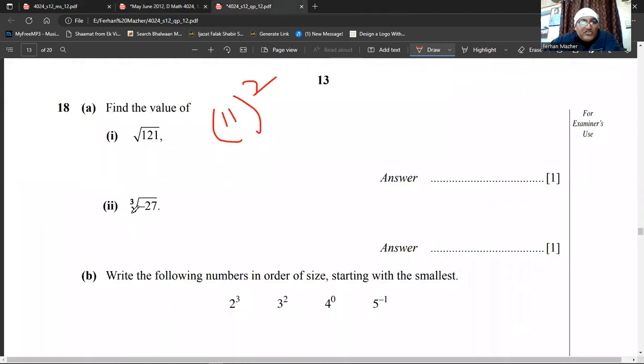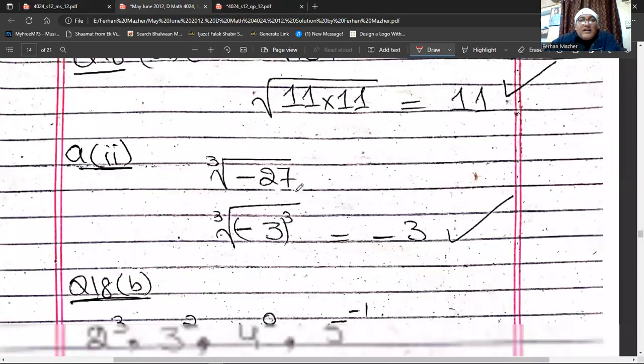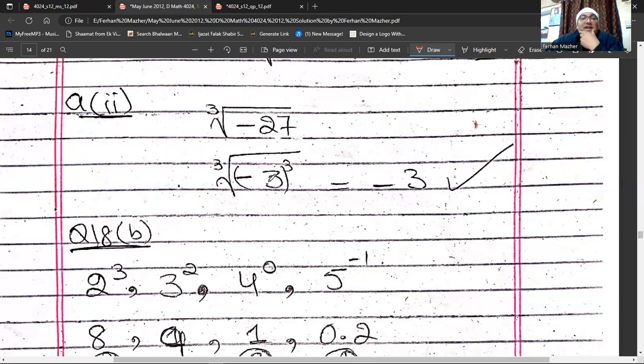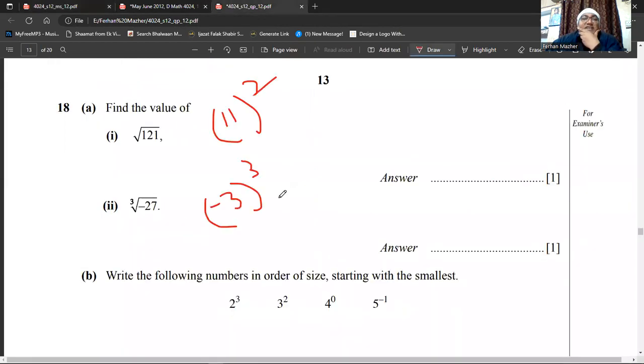Okay, the next question is the third root of minus 27. You see, minus 27 is minus 3 cubed. So if you take its third root, it will be very easy. The third root of minus 27 is the third root of minus 3 whole cube. This 3 and this 3 will cancel. So you are left with minus 3. So the third root of minus 27 will be minus 3. So our answer is right.